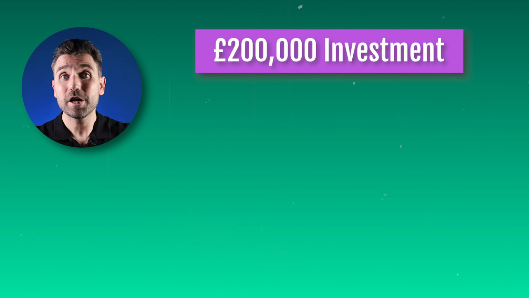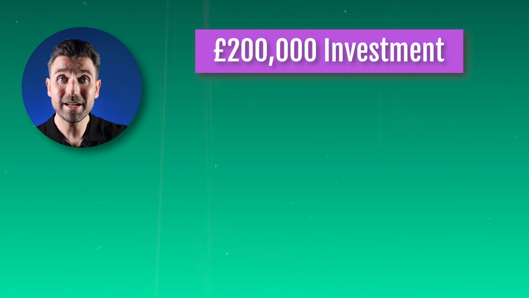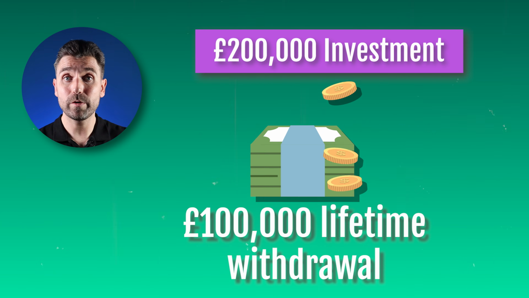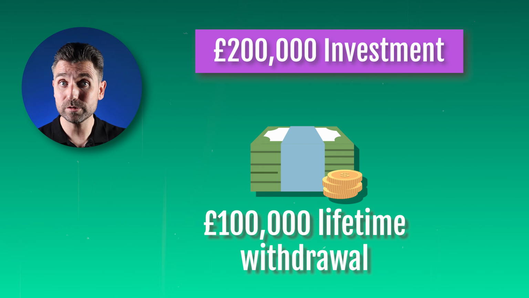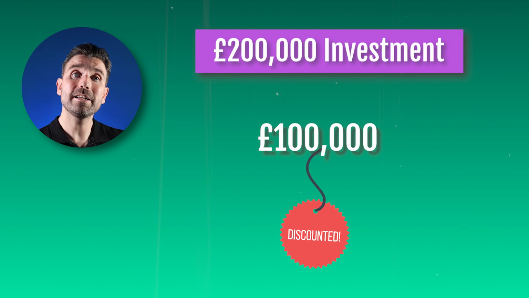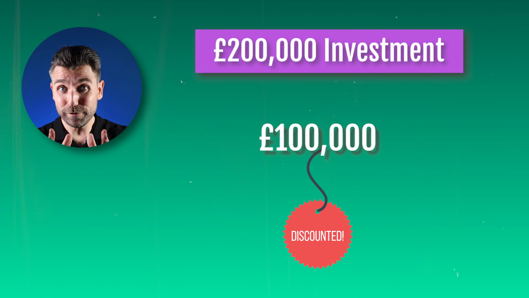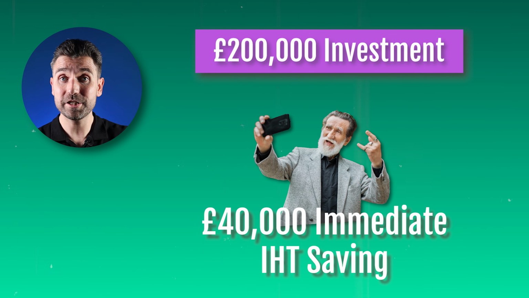So let's say there's a £200,000 investment, and it's expected that your lifetime withdrawal will be £100,000. £100,000 immediately comes out of the estate, saving you £40,000 in IHT straight away. The other £100,000 is a PET or a CLT, depending on whether it's an absolute or a discretionary discounted gift trust that you use, and that will come out after 7 years.